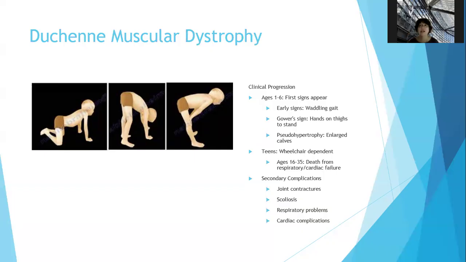irretrievably replaced. By the time someone with Duchenne muscular dystrophy gets into their teens, they usually need to use a wheelchair for mobility 100% of the time. Ages 16 to 35, death from respiratory or cardiac failure. So the mortality age has increased a lot in the last 20 to 30 years, but still it's a very early death. That's not good. Lots of secondary complications, and the cardiac and respiratory complications are kind of the most serious.